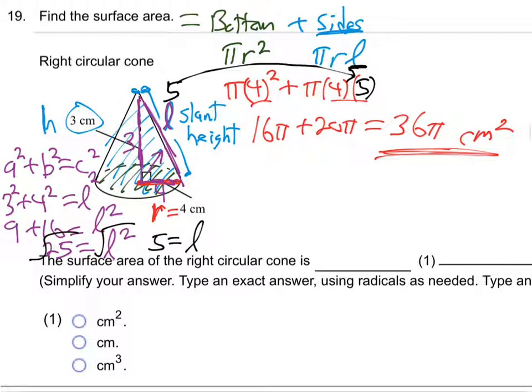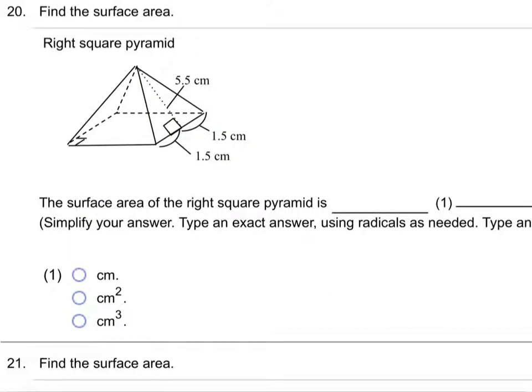So remember on the exam, they could put the cone on something and you wouldn't have the bottom then. So make sure you're clear that there's the sides, which is pi RL, and the bottom, which is pi r squared. Those are two different things. On to number 20 here.